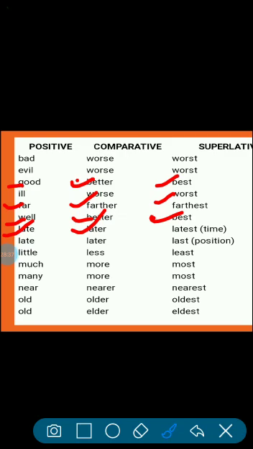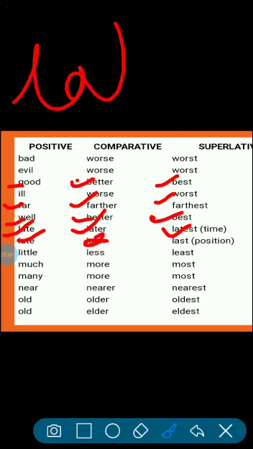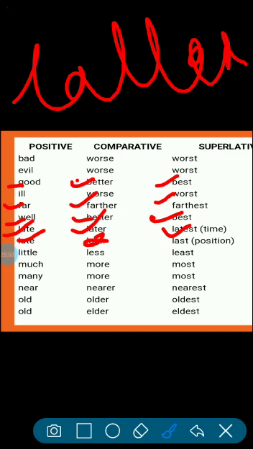Okay? It is following something like that. So it is used in the sense of time. In the sense of position, late, later, it's a spelling mistake. It is LATTER. LATTER. Later. Okay? In the case of position, it is late, latter, and last.